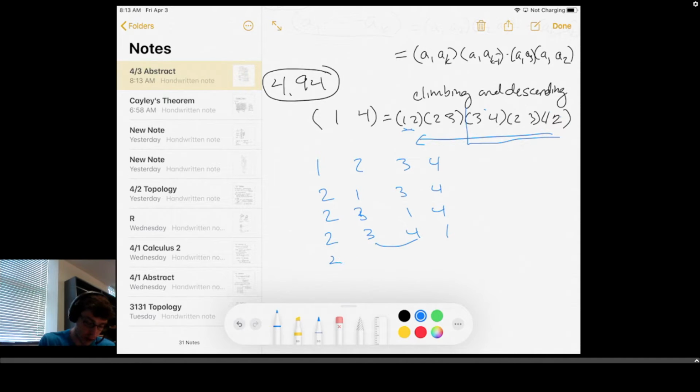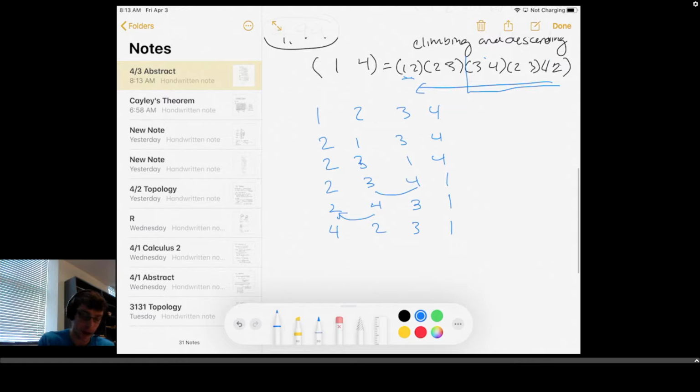So then we go 2, 4, 3, 1, right? So we got 1 in the right spot. Now we're getting 4 in the right spot. We're bringing it down. We're descending. And then we switch these two. And so we get 4, 2, 3, 1.